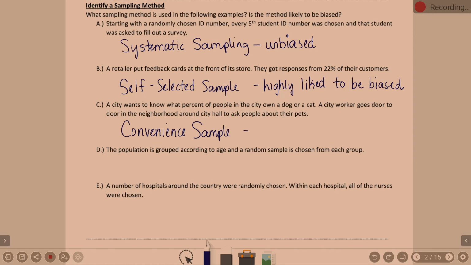I have written in my notes likely unbiased, but likely. Could there be some bias depending on the neighborhood? There could be. I'm not going to argue there couldn't. Okay. So you have to take into account the situation.